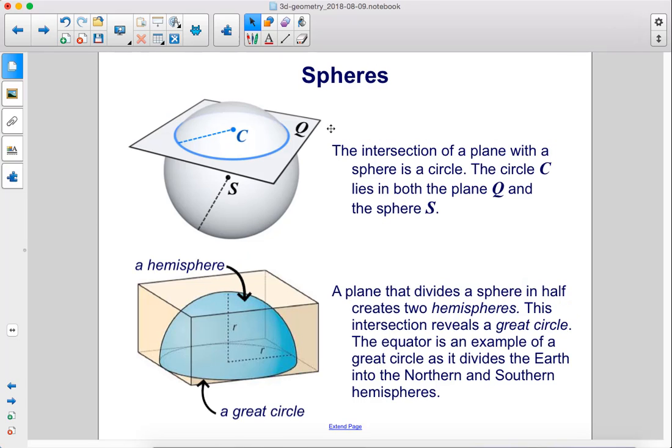Any point on the surface of a sphere is the same distance, the radius, from the center of the sphere. The intersection of a plane with a sphere is a circle. The circle C lies in both the plane Q and the sphere S. A plane that divides a sphere in half creates two hemispheres. This intersection reveals a great circle. The equator is an example of a great circle as it divides the Earth into northern and southern hemispheres.